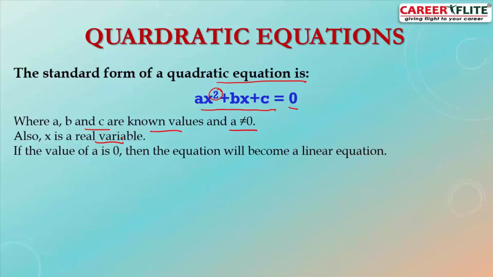If the value of a is 0, then the equation will become a linear equation. If the value of a is 0, then what will remain? It will remain as bx plus c equal to 0. So what is bx plus c equal to 0? It means bx equal to minus c, x equal to minus c by b. So this is a linear equation, because the value of x is minus c by b.